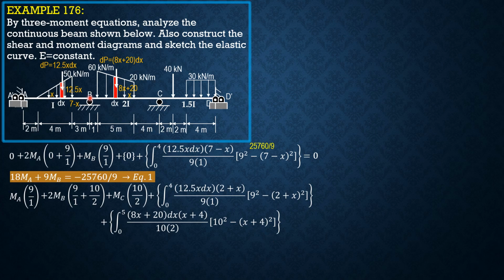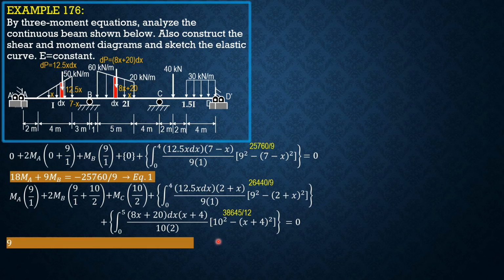Then because the reference horizontal line through B crosses A and C, the right side is 0. So the value of this integral is 26440 over 9. This integral is 38645 over 12. So simplifying, 9MA plus 28MB plus 5MC equals negative 221695 over 36. Call that equation 2. Then, the three-moment equation on spans BCD.